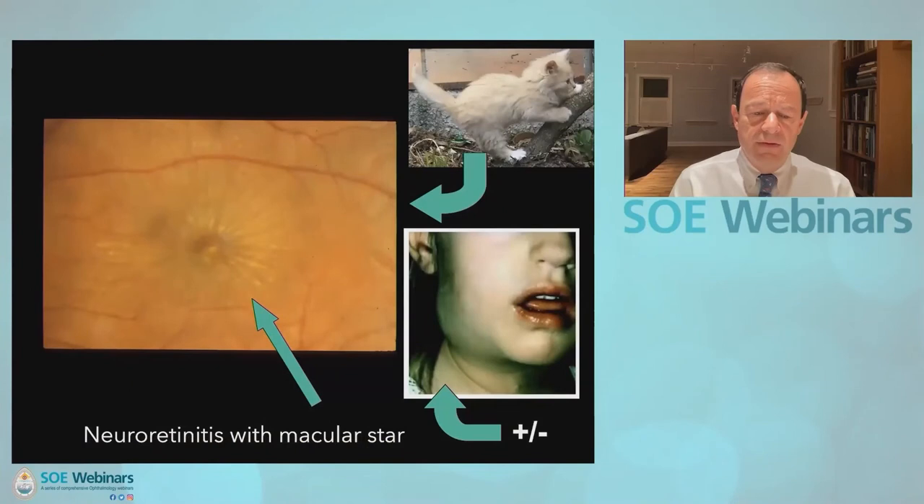When a macular star is an accompanying finding of an optic neuritis or an optic nerve head swelling, one has to ask oneself whether or not there has been a cat scratch involved. And even when there is no cat scratch, the patient doesn't have any memory of having been scratched, then one has to test for Bartonella. And a treatment with steroids and antibiotics could help improve visual outcome.